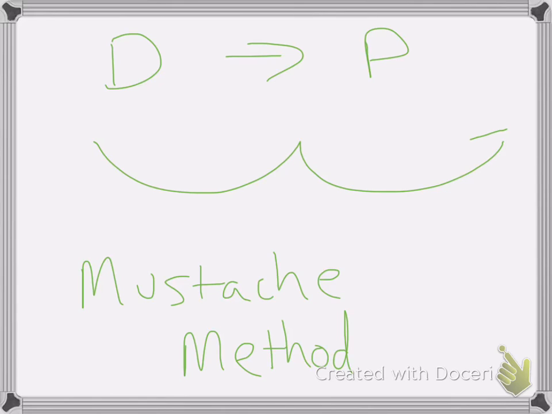Today we went over decimal to percent. And we went over what I call the mustache method. There was a little bit of math behind the mustache method in that when you're changing a decimal to a percent, you are definitely multiplying by 100. And when you're changing a percent to a decimal, you're dividing by 100. But Mr. Nelson wanted to give you a quick, easy way to remember how to do that.